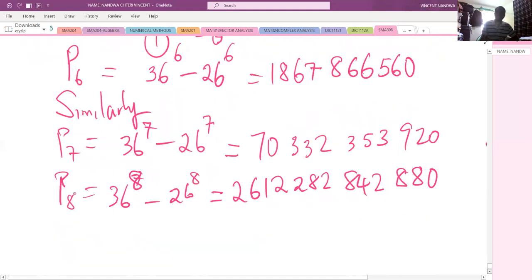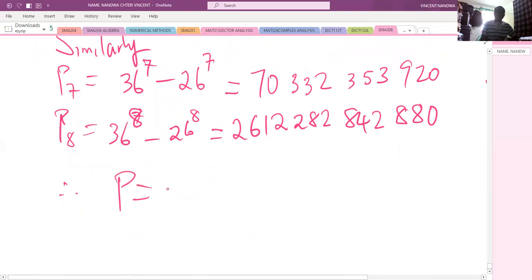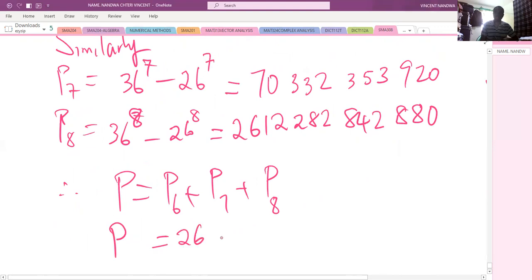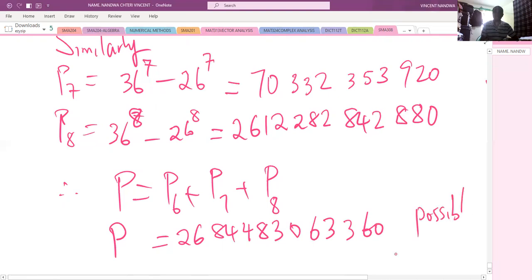So therefore, the total number of passwords will be P6 plus P7 plus P8. And when you work out that one, you get roughly 2,684,483,063,360 possible passwords. So that's the answer to that given problem. Thank you.